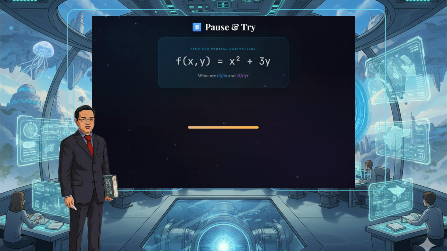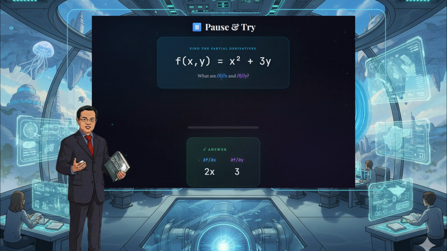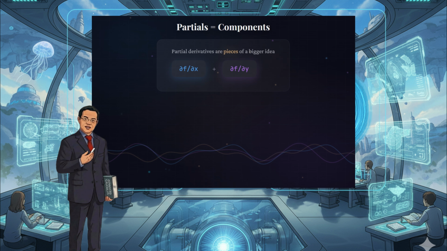Now a quick pause and try. Let the function be x squared plus 3y. What are the x partial and the y partial? Pause for 5 seconds. Answer, the x partial is 2x and the y partial is 3. So partial derivatives are like components, pieces of a bigger idea.